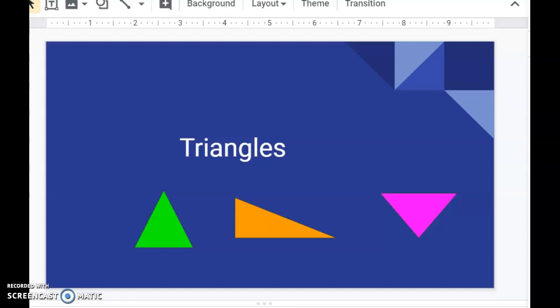Hi kids, today I wanted to talk to you guys about triangles. I wanted you guys to look at the pictures that I included in here. They're all different types of triangles, but they don't all look the same, do they? So we have to see, what do these triangles have in common? Can you guys tell? I'll give you a couple seconds to think about it.